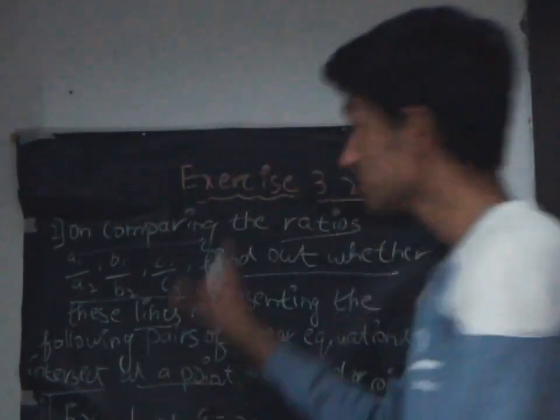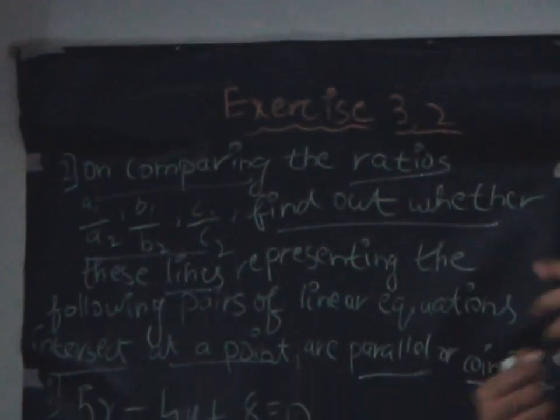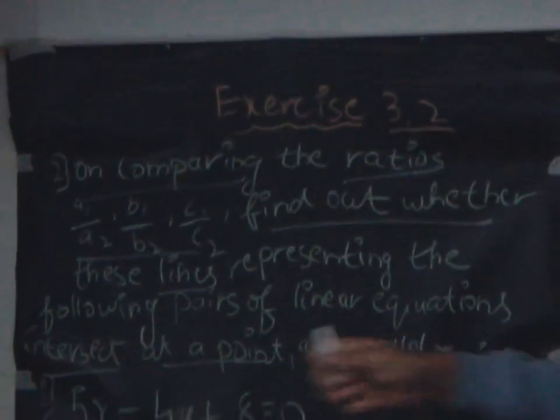So let us move on to this chapter, pair of linear equations in two variables. Let us understand this chapter in exercise 3.2. I have been teaching only the theoretical part here, not the graphical part. Please be assured of that. It's a big question, so let us understand it easily.